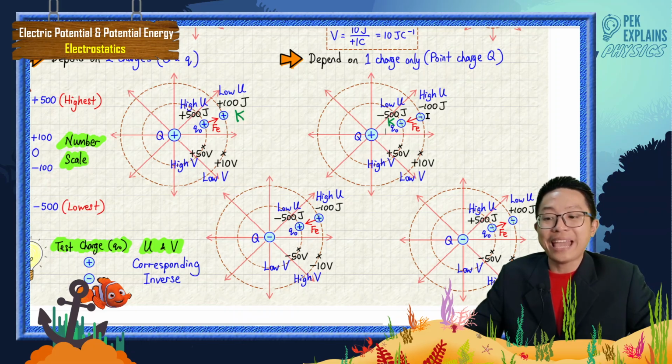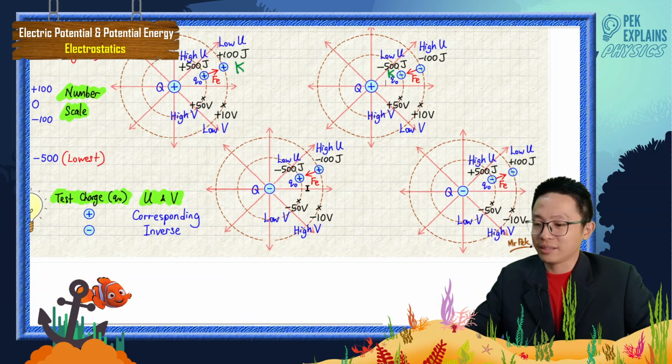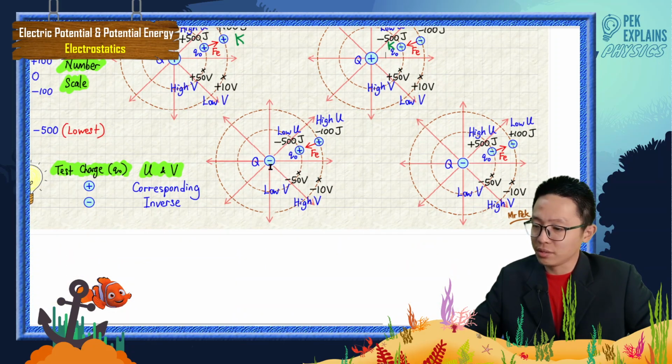Because when this negative charge is being attracted to the positive charge, the higher potential energy is changing to kinetic energy. That's why it dropped to a lower potential energy value. Okay, that's it. So the third one, of course, is also the same. You have an opposite sign.